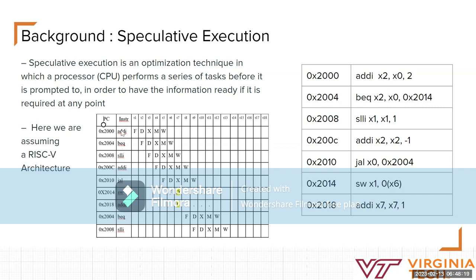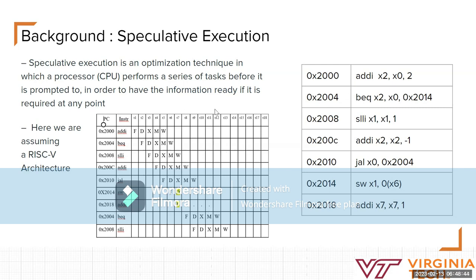Let's say we start with the ADDI, and it executes from T1 to T5. In T2, when ADDI is in the decode stage, the next instruction, which is the branch equal, is fetched. When branch equal is in the decode stage, the next instruction, which is the SLLI, is fetched. So basically, we are fetching the next instruction immediately after the previous instruction decodes.